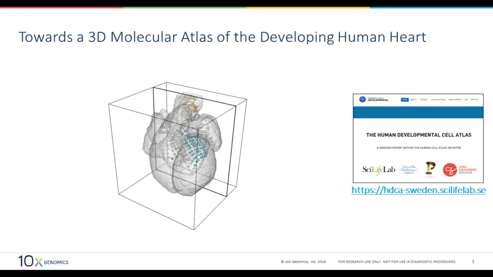We believe that many people are working towards these 3D molecular atlases. In this case, it was the developing human heart, but we've seen cases where people are interested in doing embryos, brain and spinal cord, and even intestines. And we think that spatial is the tool for these human cell atlas or human tumor atlas projects that are really going to accelerate as a result of these findings.